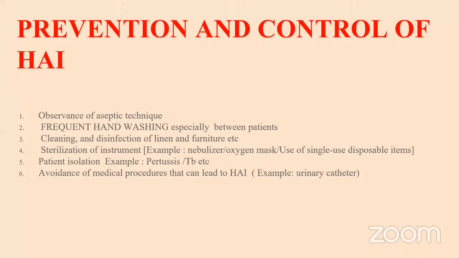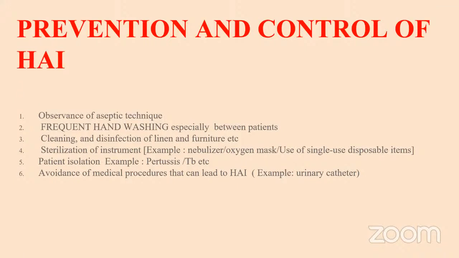Now, prevention and control of HAI. Observance of aseptic technique. This technique and procedure helps protect patients from dangerous germs, bacteria, and viruses. Then frequent hand washing, especially between patients. Before examining the next patient, you should always wash your hands. Cleaning and disinfection of linen and furniture. Sterilization of equipment. Patient isolation, like if a patient has TB or COVID, he or she should be isolated from other patients.